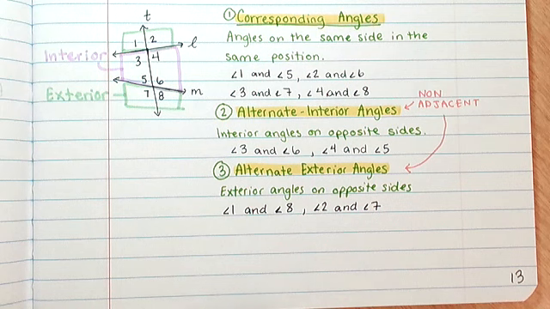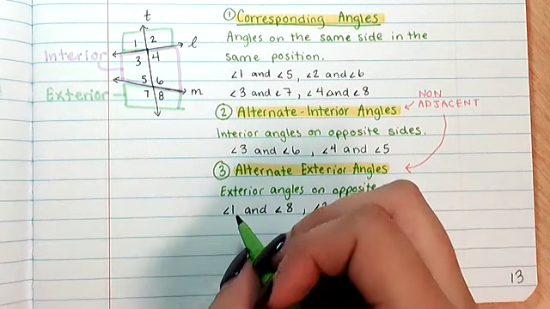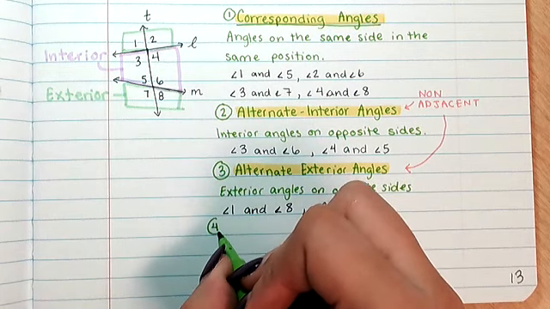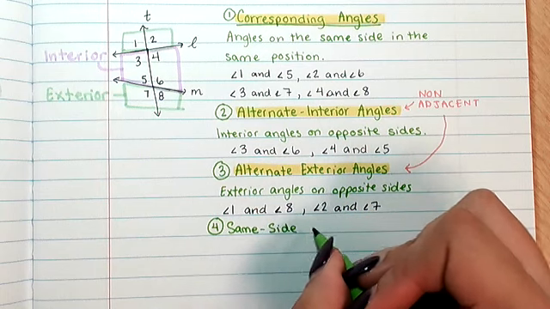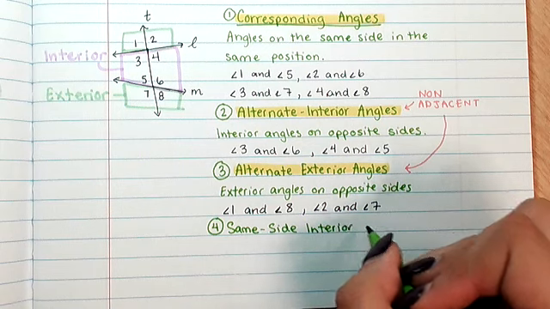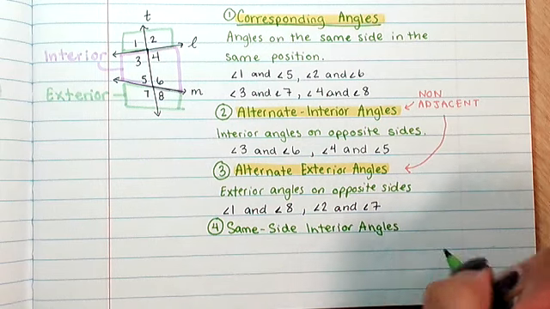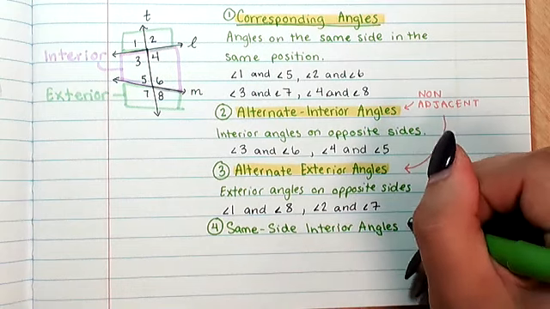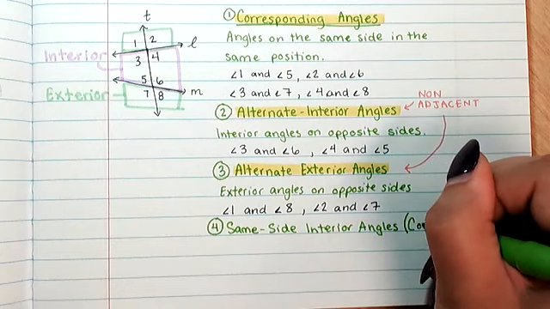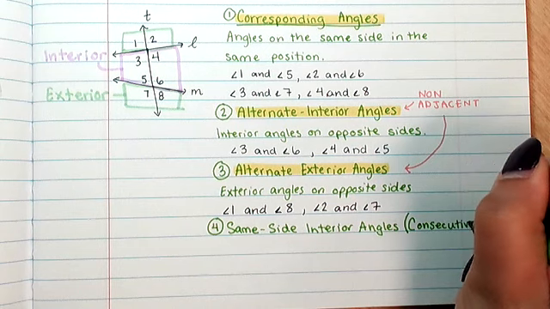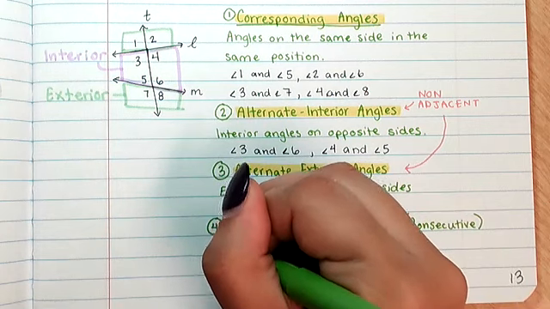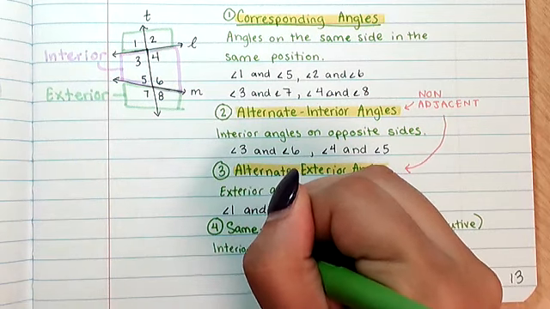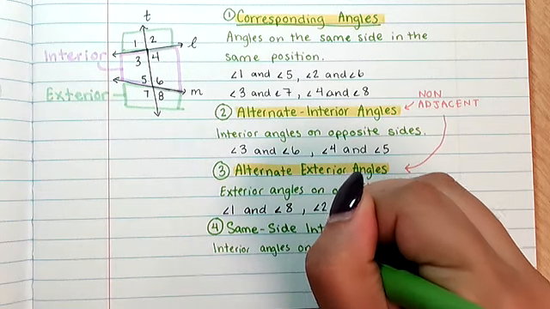All right, and we have one last one for today. These are same side interior angles. These are sometimes known as consecutive interior. But I like same side interior because the name tells you everything you need to know. They're interior angles on the same side.